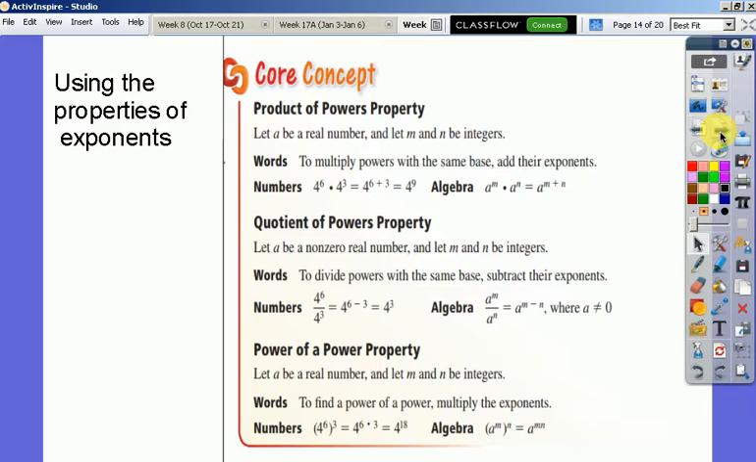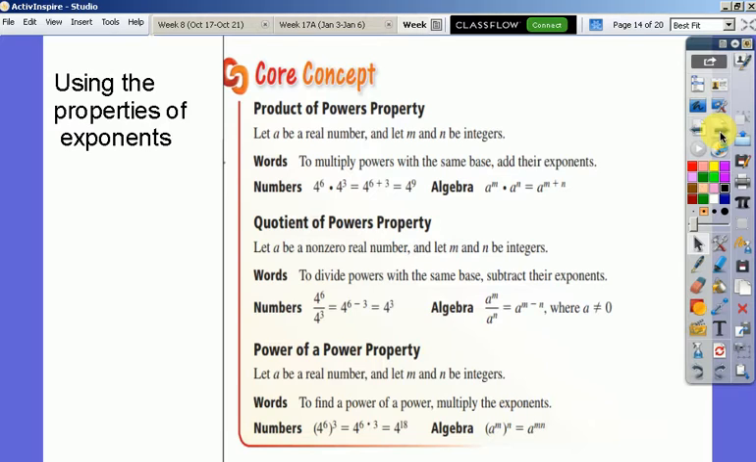Now, a student asked earlier, do we have to simplify it? Do I have to tell you what 4 to the 9th is? If it says simplify, then yeah, put it in your calculator and tell me what 4 to the 9th is. If it doesn't, then you can leave it 4 to the 9th. The quotient of powers property says the opposite. If you're dividing, you do the inverse of addition, which is subtraction. So you just subtract the 6 and the 3 and you get 4 to the 3rd.